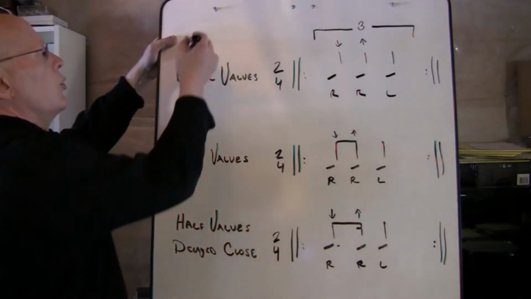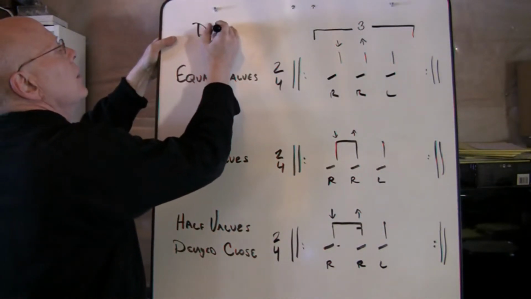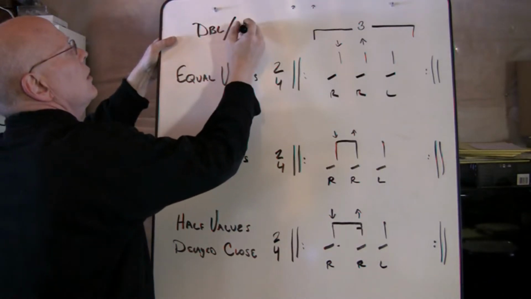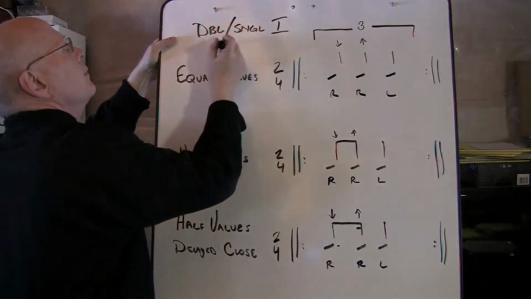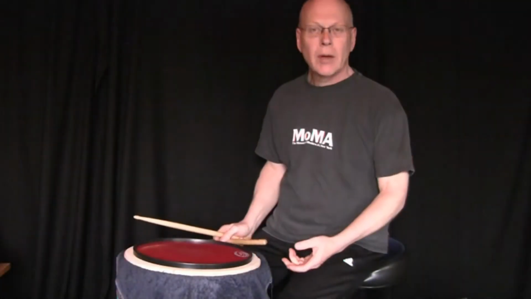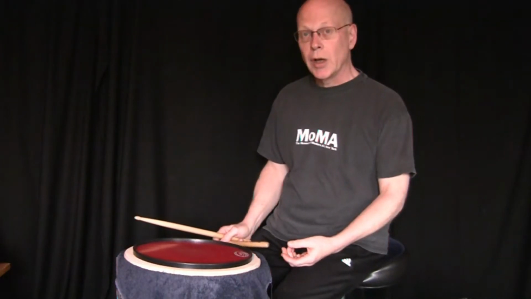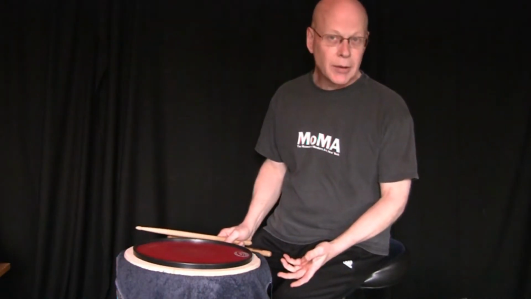These patterns are in a group I call double, single, one. Alright, let's look at the patterns of double, single, one. A double followed by a single.